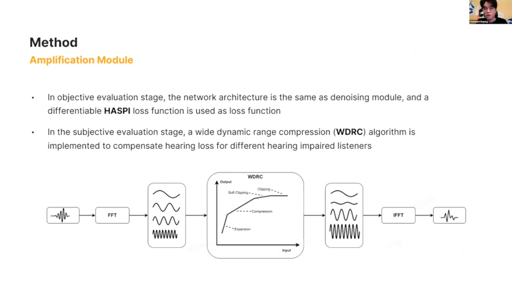The final stage of the network is the amplification module. We designed 2 different amplification models for objective evaluation and subjective evaluation separately. For the objective evaluation stage, we use a neural network which is the same as the denoising module, and a differentiable HASPI loss function is used to train it. For the subjective evaluation, we developed a wide dynamic range compression algorithm to compensate hearing loss for different hearing impaired listeners. And the WDRC algorithm is tuned by the Sennheiser HDA 200 headset, which is used for hearing tests in the subjective evaluation stage.